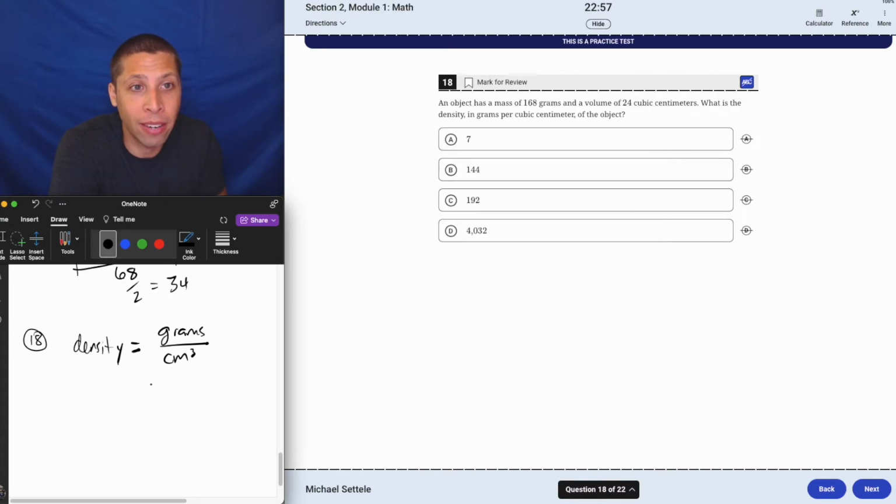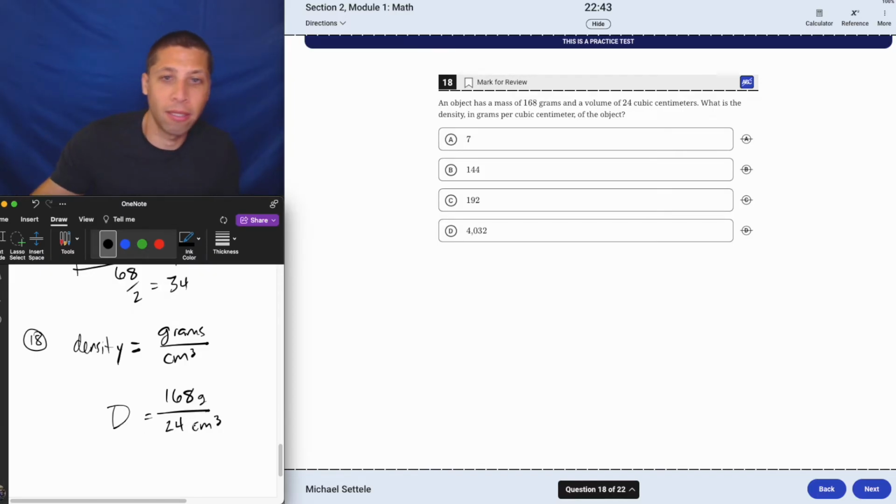So now just plug it in. An object with a mass of 168 grams has a volume of 24 cubic centimeters. So you're just putting things in. What is the density? Just do that. Now I go for the calculator. 168 divided by 24 is 7.